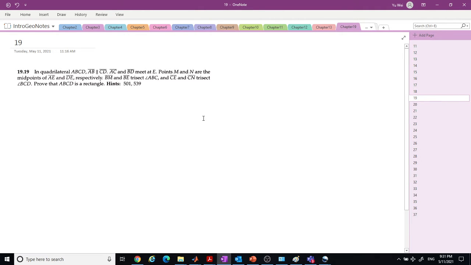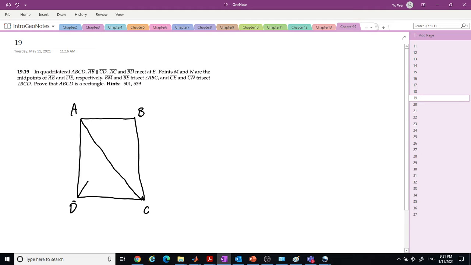Okay, now let's move on to question 19. We have a quadrilateral ABCD, with diagonals AC and BD meeting at E. M is the midpoint of AE, and N is the midpoint of DE, respectively, and BM trisects angle B, and CN trisects angle C, right?